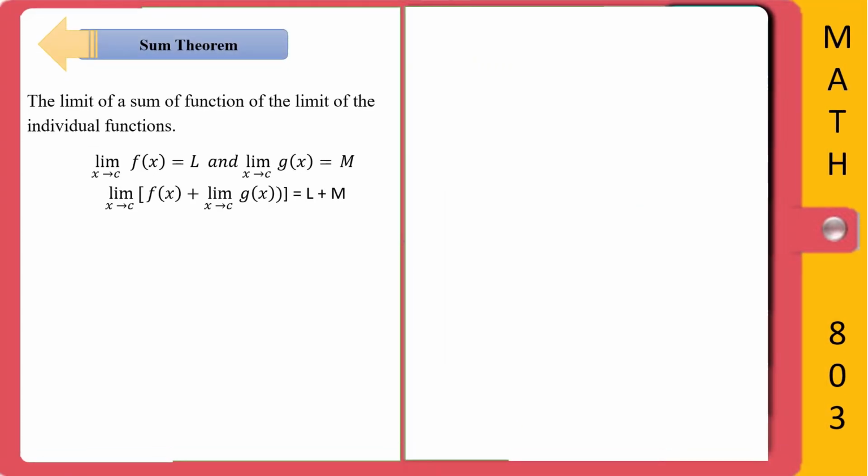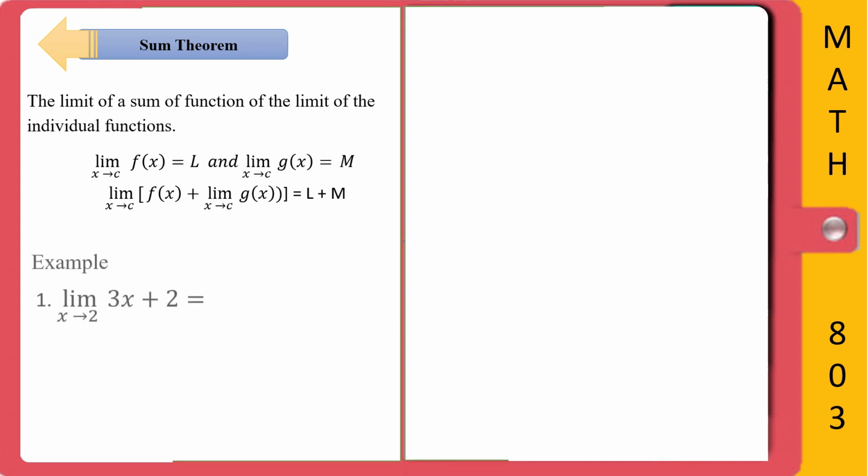The fourth theorem is the sum theorem. The limit of a sum of functions is the sum of the limits of the individual functions. Suppose we have the limit of f of x as x approaches c is equal to L, and the limit of g of x as x approaches c is equal to m. Therefore, the limit of f of x plus g of x as x approaches c is equal to L plus m.